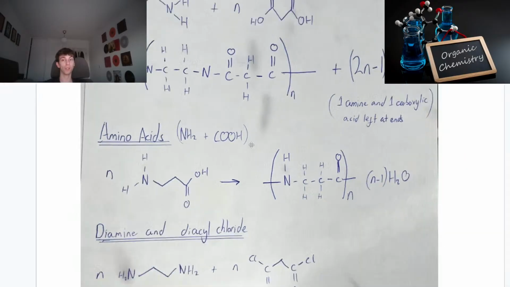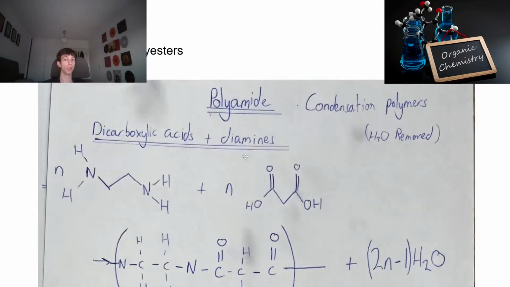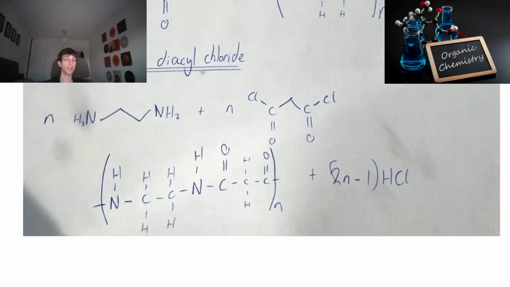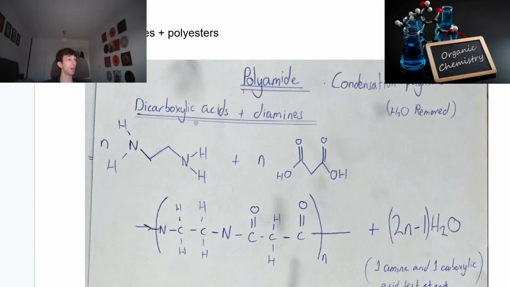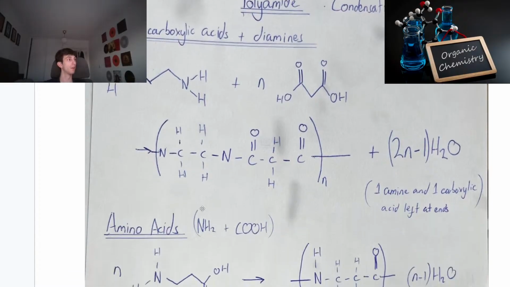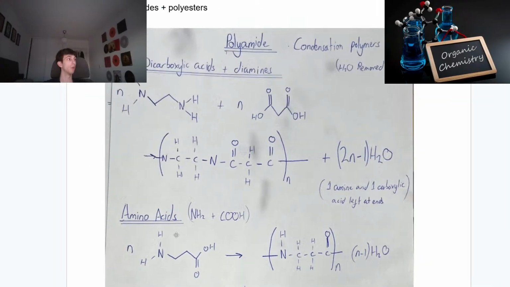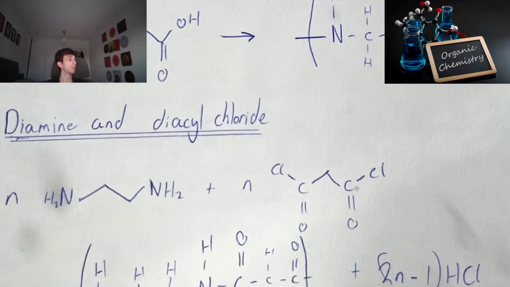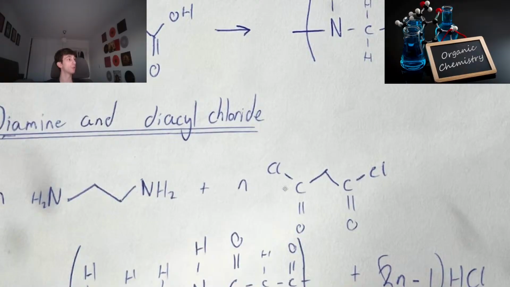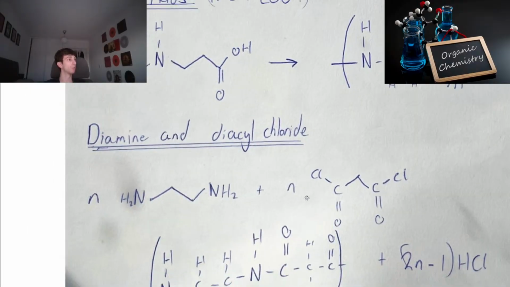And the other way we can be forming a polyamide can be from a diamine and a diacyl chloride. So let's go over that one more time, guys. Dicarboxylic acids and diamines, amino acids, or diamine and a diacyl chloride. Don't stress too much about this, guys. The key thing is we're forming these amide bonds. So we have n times of this diamine, n times of this diacyl chloride. Don't get scared. All it is is that acyl chloride functional group at each end of our organic molecule.